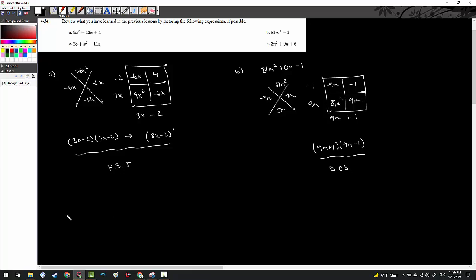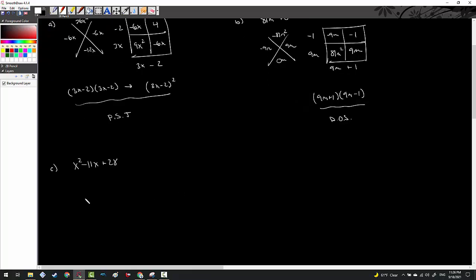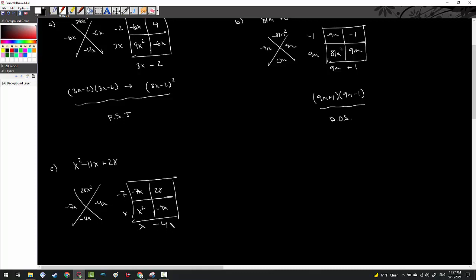With C, we'll write that in order: x squared minus 11x plus 28. We will area model this one out. So it looks like 28x squared and negative 11x. So I'm looking at negative 7x and negative 4x. Into the area model we go. So x squared and 28, negative 7x and negative 4x, so x, negative 7, negative 4. And now I've got x minus 4 times x minus 7.